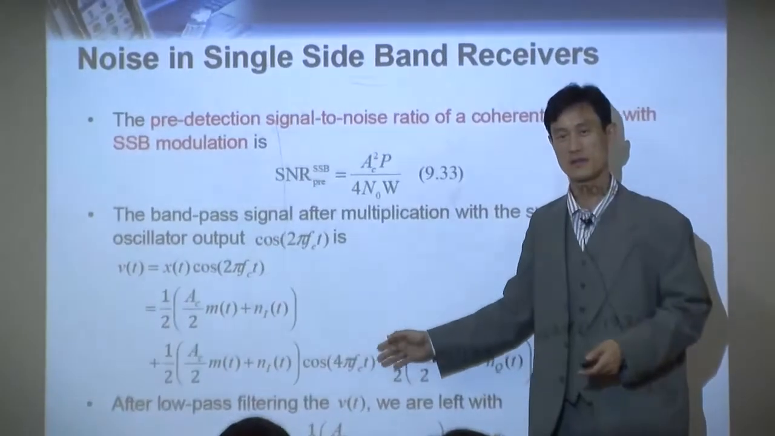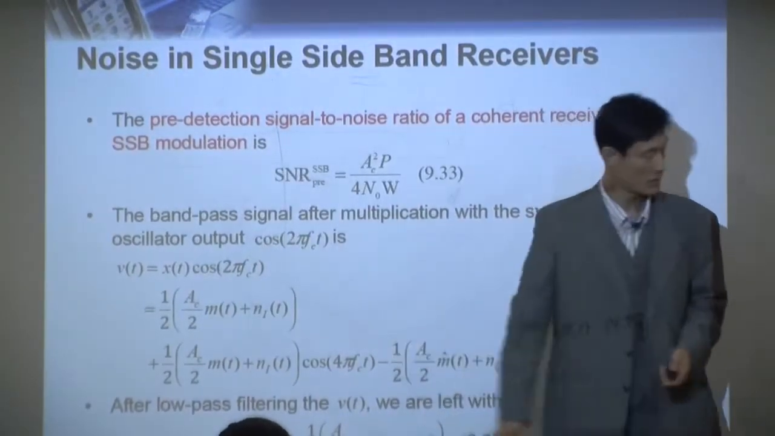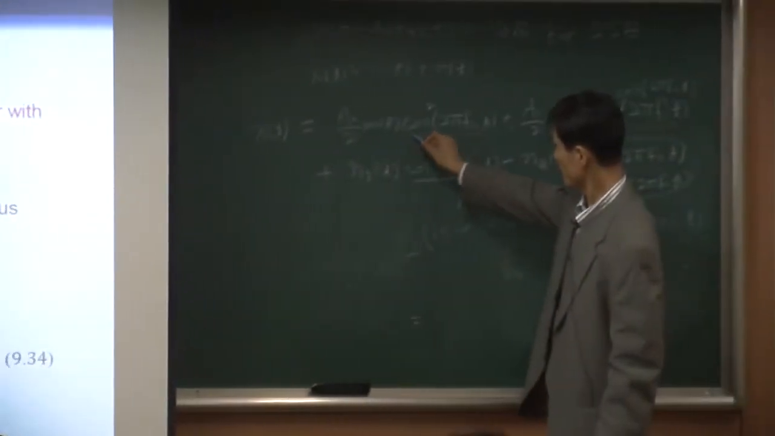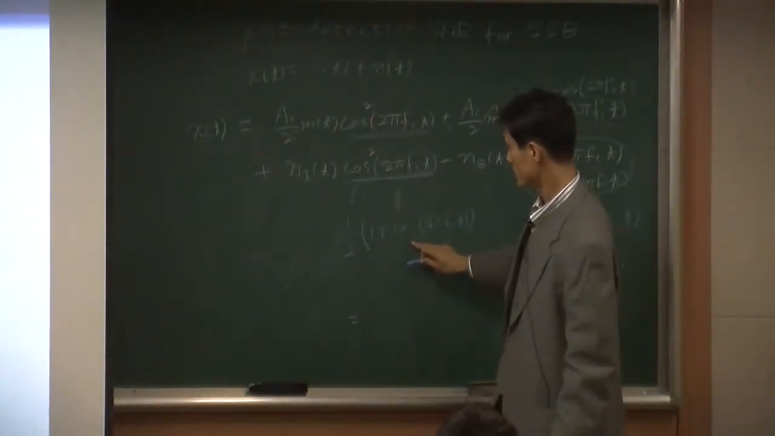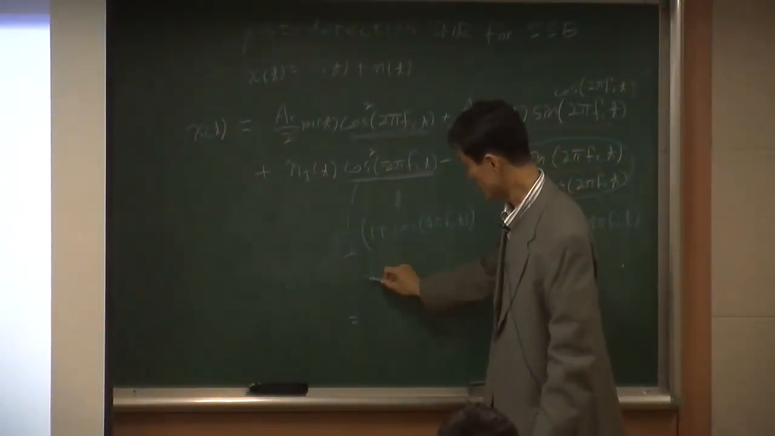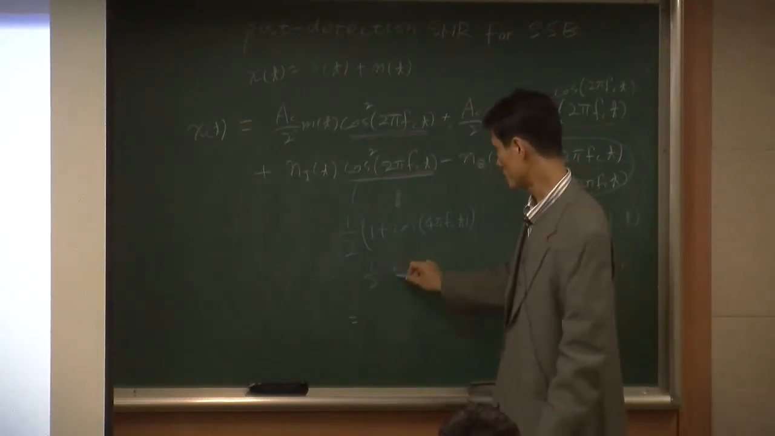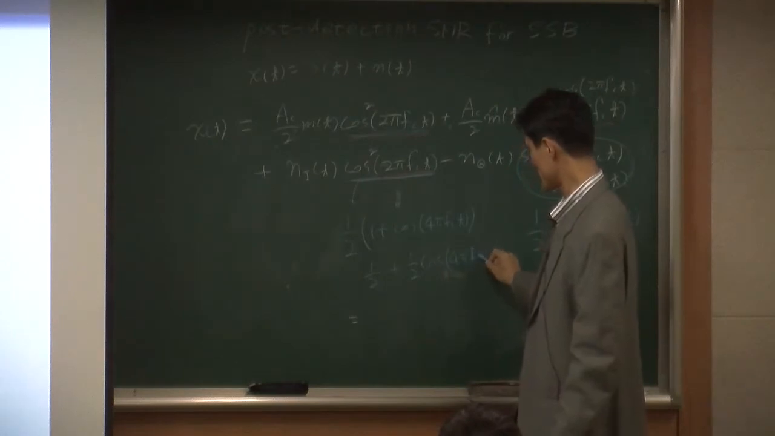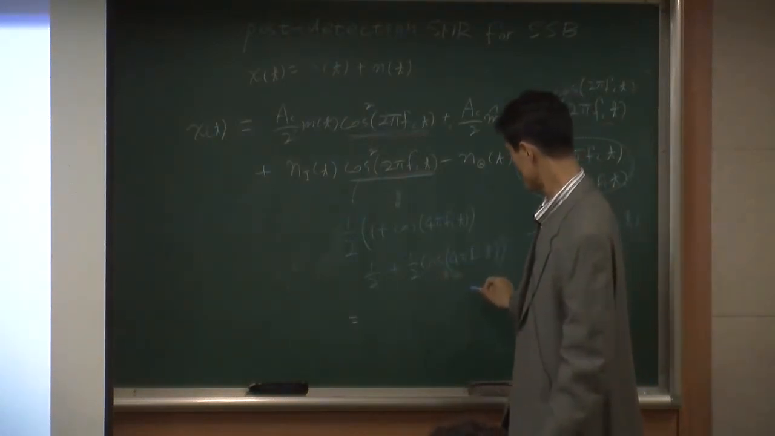This whole thing. Okay? Once you do that, right? Let's look at here. When you change this cosine square into this, now we have this one as a DC term, 1 over 2 plus 1 over 2 cosine 4 pi fc t, right?